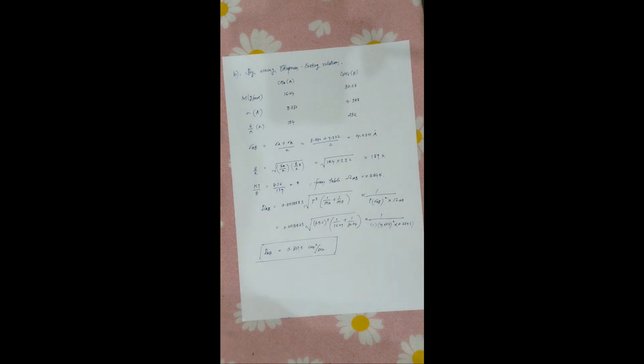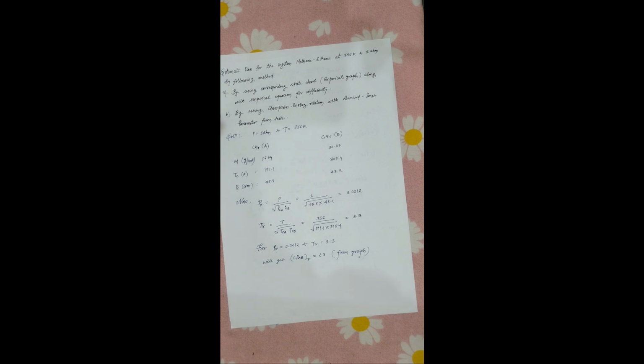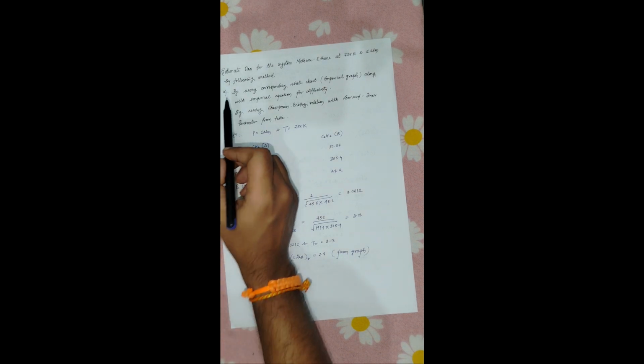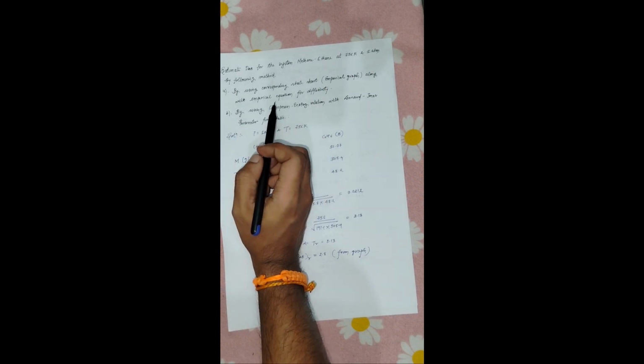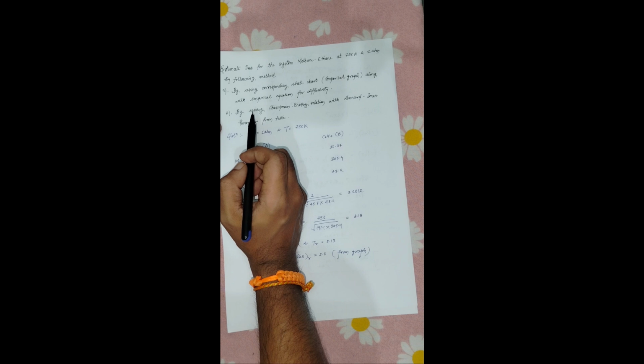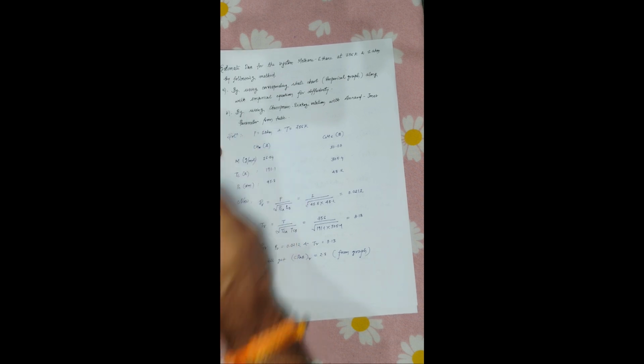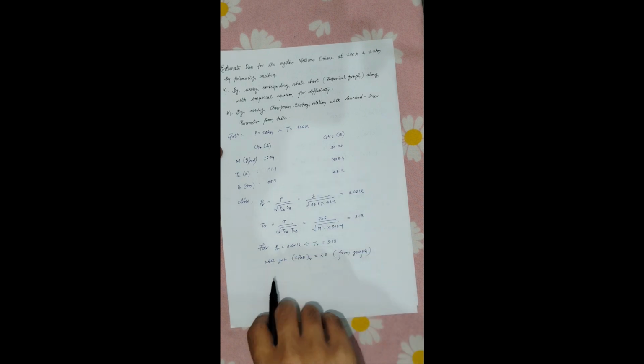So we are done. Here it is, part A: using the empirical graph which I have shown you earlier, we calculated diffusivity for the system. And using Chapman-Enskog's correlation with Lennard-Jones parameters, we have successfully calculated diffusivity in part B as well. So we are done with this very first question. Thank you very much. And we'll move to our second question.